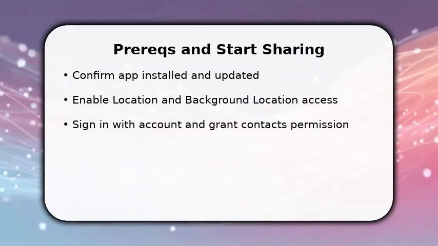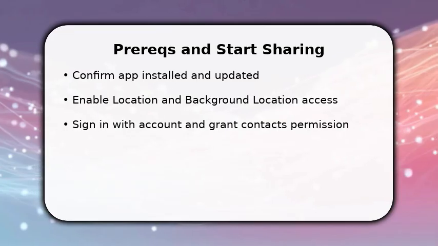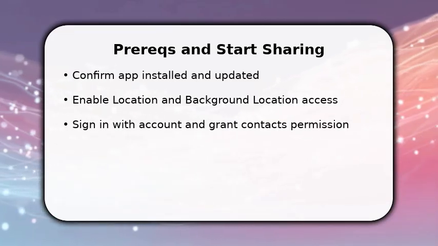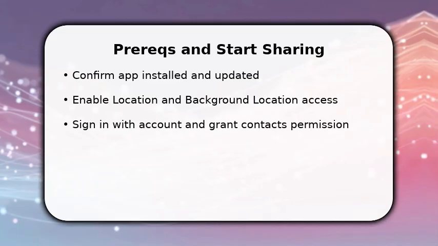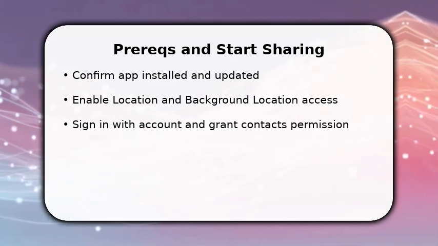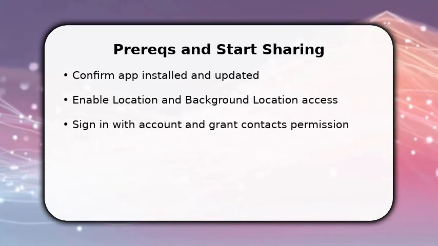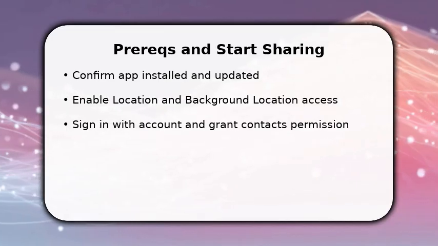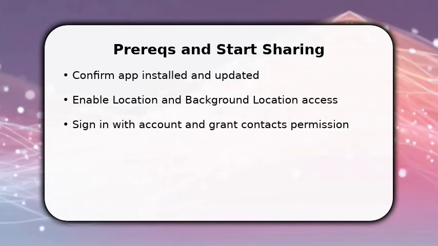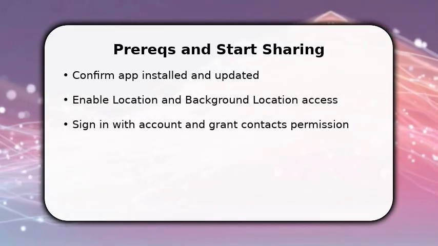You begin by confirming prerequisites. The app is installed, updated, and has location and background location enabled so sharing remains accurate. Once done, open the app and sign in with the account you'll use. This links your identity and history. Make sure you grant contacts permission so recipients appear automatically.